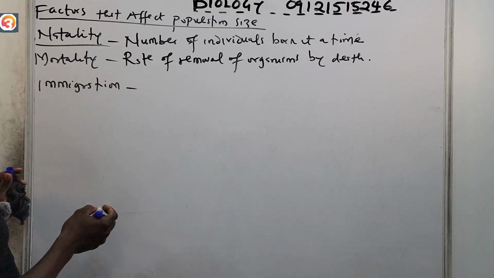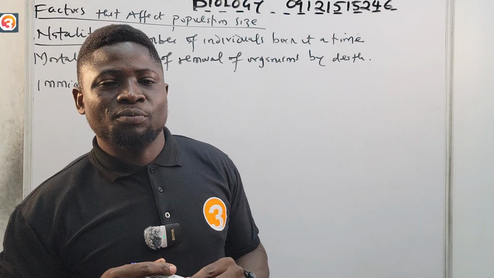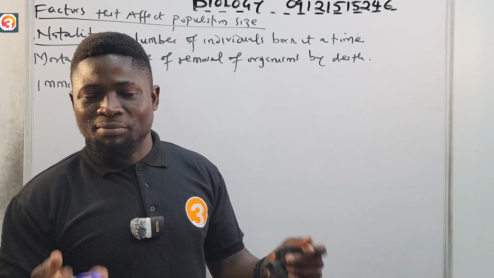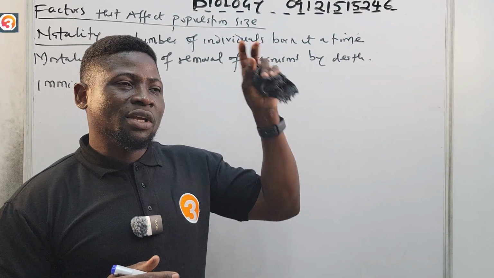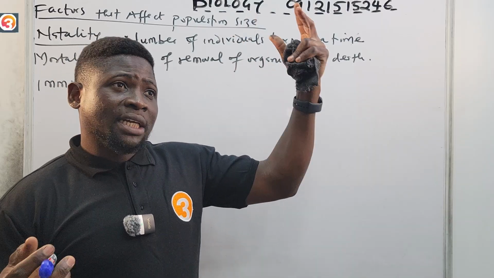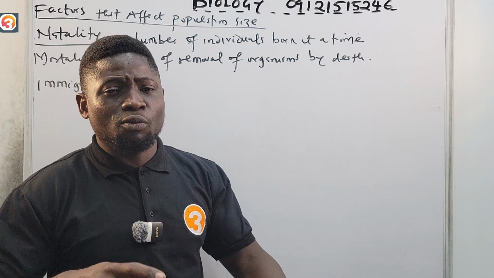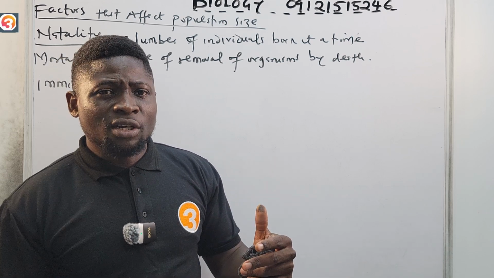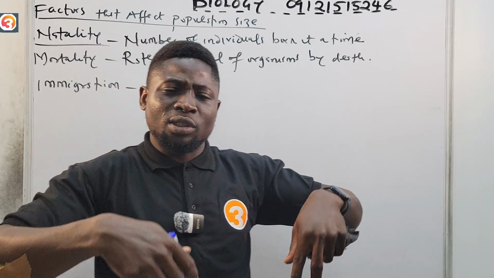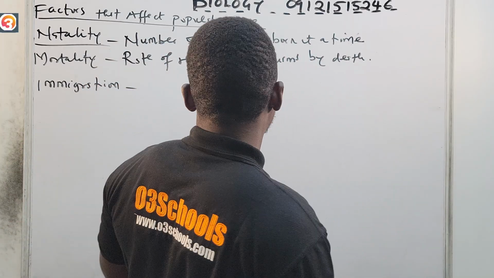Immigration. We know what immigration is now. It is the number of individuals that are coming to join the population. For example, maybe there's no state now where you do not see a northerner. So the northerners come towards the south, or towards the west. They immigrate from where they are, and then they immigrate into where you are. So that's what immigration is.